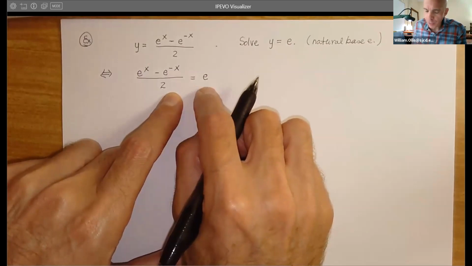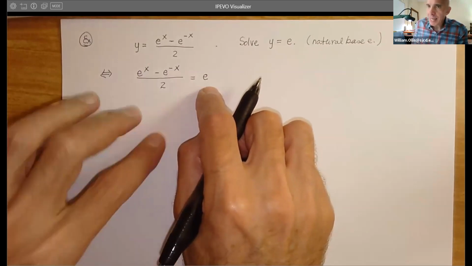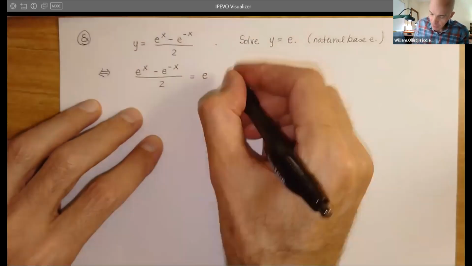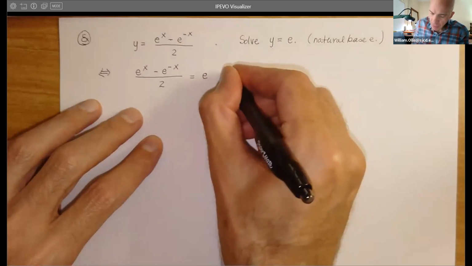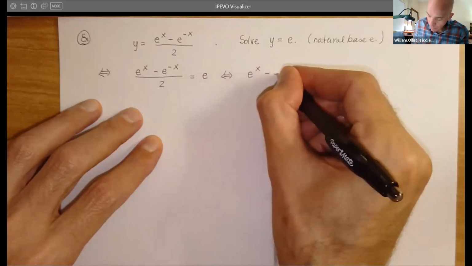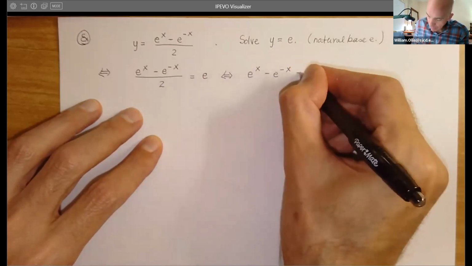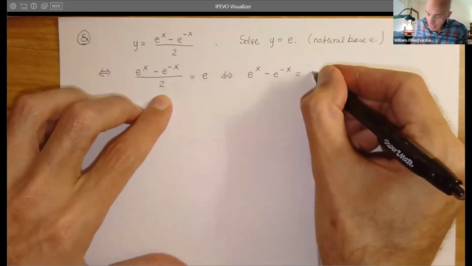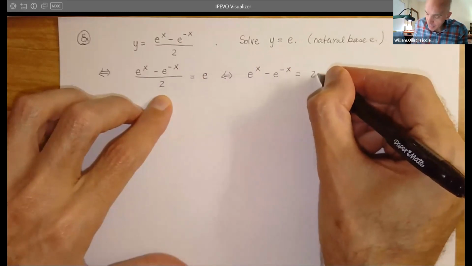So the first thing you're going to think is, we want to cross multiply and get all the terms on one side. So let's do that. This is a standard technique in mathematics. I want you to know how to do it. So we get e to the x minus e to the negative x equals 2e.